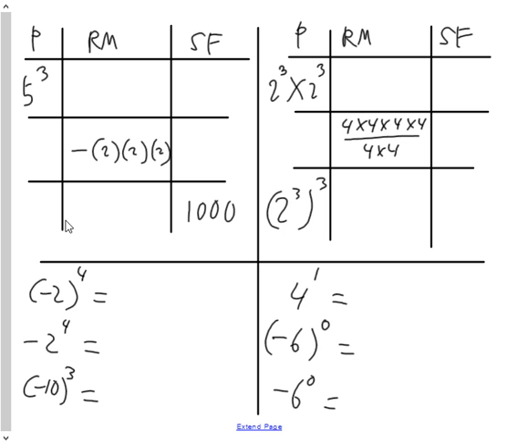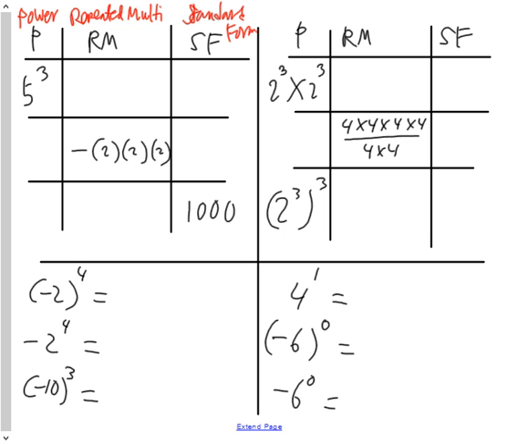The first question gives you P, R, M, and SF. This, of course, stands for power and repeated multiplication and standard form, or just your answer if you wanted to think of it that way. So the first one said 5 to the exponent of 3.